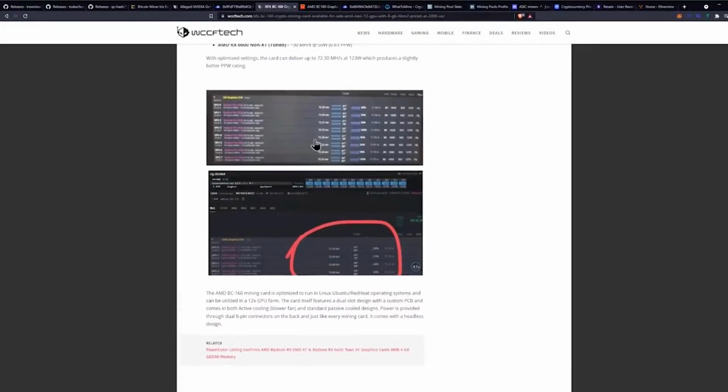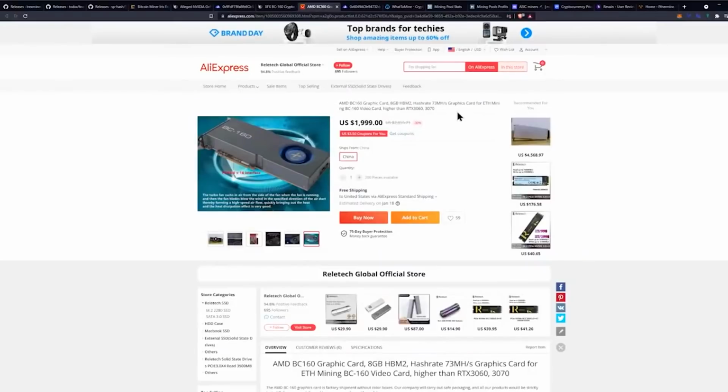Here are the screenshots. The card is optimized to run in Linux, Ubuntu, Red Hat operating systems and can be utilized in a 12 GPU farm. Or mining rig, I assume, is what they mean by that. The card itself features a dual slot design with a custom PCB and comes in both active cooling with a blower fan or a standard passive cooled design. Power is provided through a dual 8-pin connector on the back, and just like every mining card, it comes with a headless design. So you can purchase it right now on AliExpress.